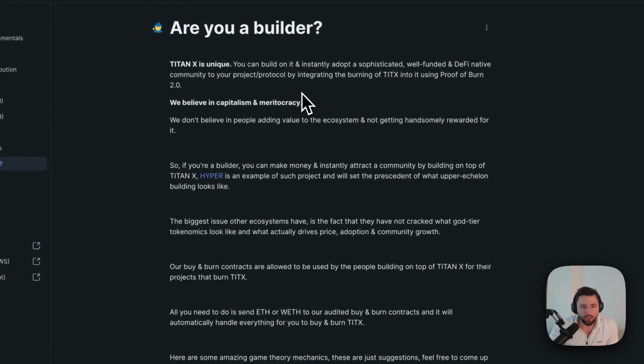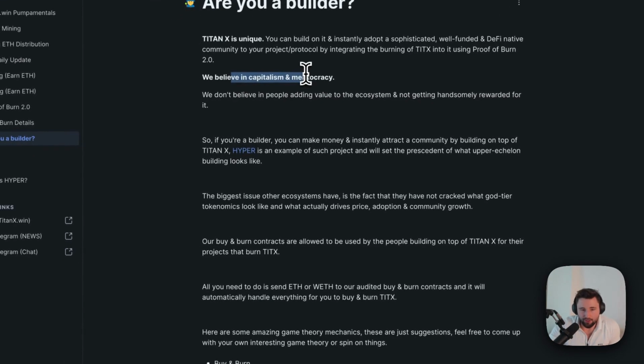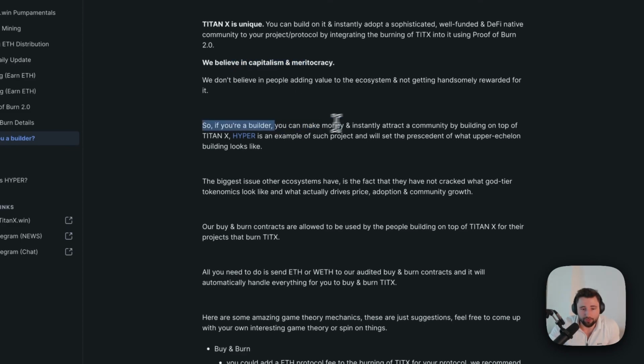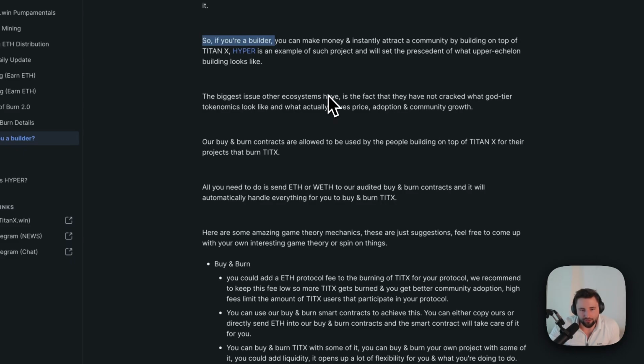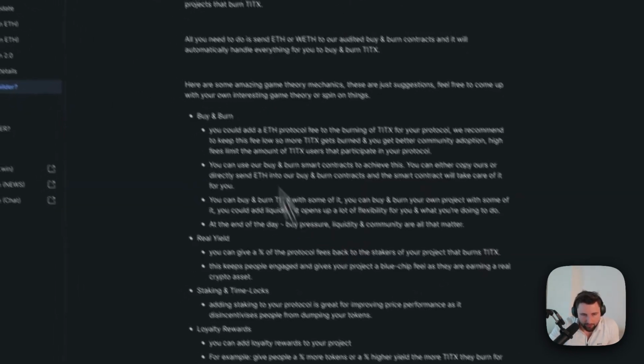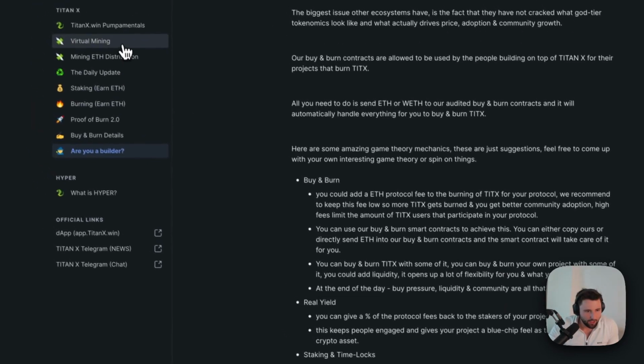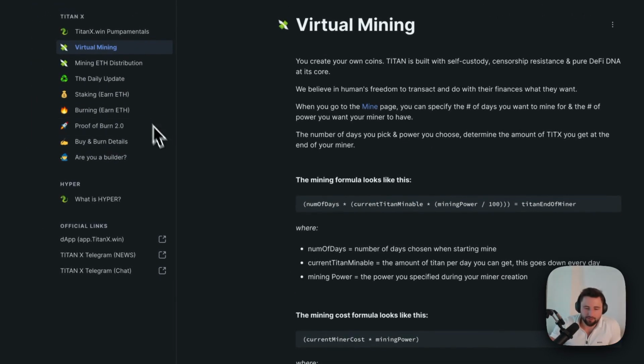So if you're a builder, Titanx is very unique. You can build on it and instantly adopt a sophisticated, well-funded, and DeFi-native community to your project-size protocol by integrating the burning of Titanx into your protocol using the Proof of Burn 2.0 functions. We believe in capitalism and meritocracy. We don't believe in people adding value to the ecosystem and not getting handsomely rewarded for doing so. So if you're a builder, you can make money and instantly attract a community by building on top of Titanx. Hyper is going to be an example of an upper echelon project building on top of Titanx. The biggest issue other ecosystems have is that they have not cracked what good tokenomics look like. So we gave you some examples of tokenomics, but this is for builders. So this is the overview of the Titanx white paper.